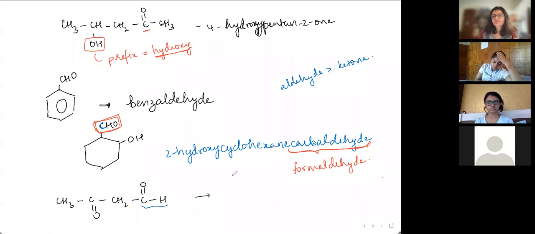Position number of the double bond O, the oxo, Nitali. So everything remains the same. This gets highest preference, so this is carbon number 1. You have 2, 3, 4. So butane 1-al is always the same as what you guys did earlier.